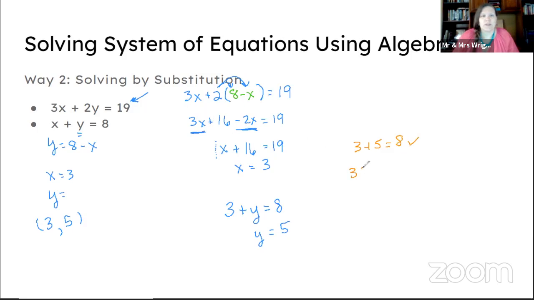What about 3 times 3 plus 2 times 5 equals, we're looking for 19. All right, I'm going to plug it in my calculator. 3 parentheses, 3 close parentheses, plus 2 open parentheses, 5 close parentheses, enter. It equals 19. It checks out.